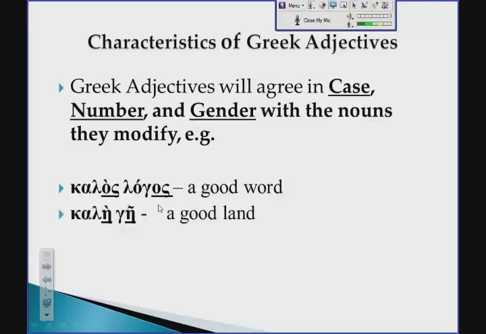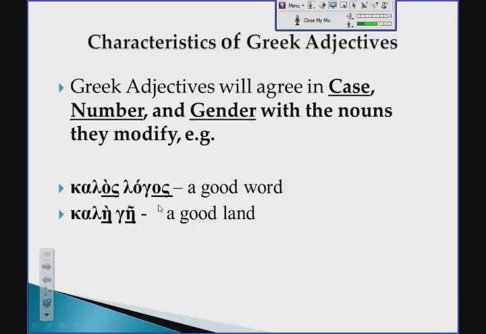Okay, that is just a further example. The first one, a good word, and then the second one, kale ge. They are all feminine. We said in all respects, case, number, and gender will always agree. A good land, without a definite article, right? There is no definite article in that instance. I will talk about the definite article a little later.